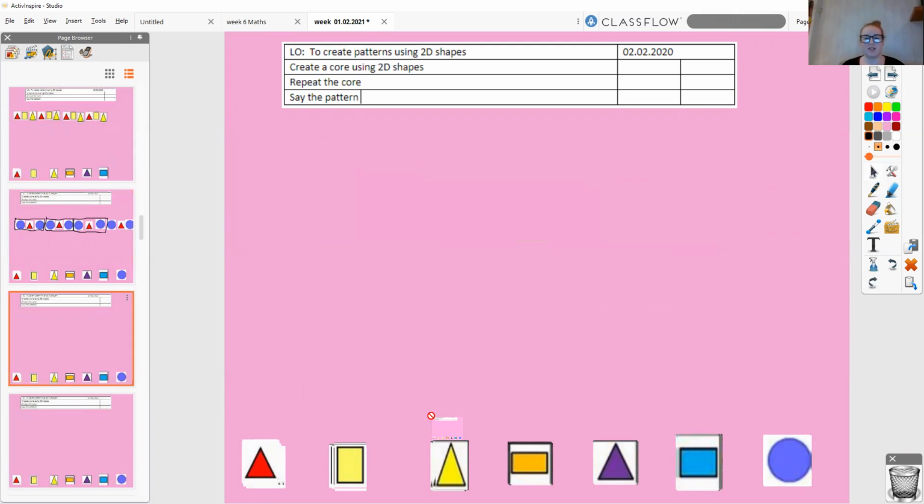Let's have a look at another pattern. So not every core has to have 3 shapes in the core. We can have a pattern with 2 shapes in the core. So purple triangle, orange rectangle. So that is my core.